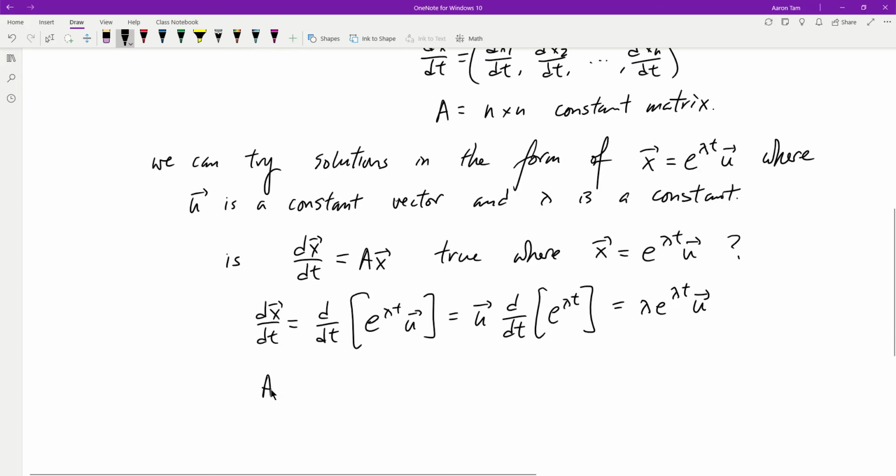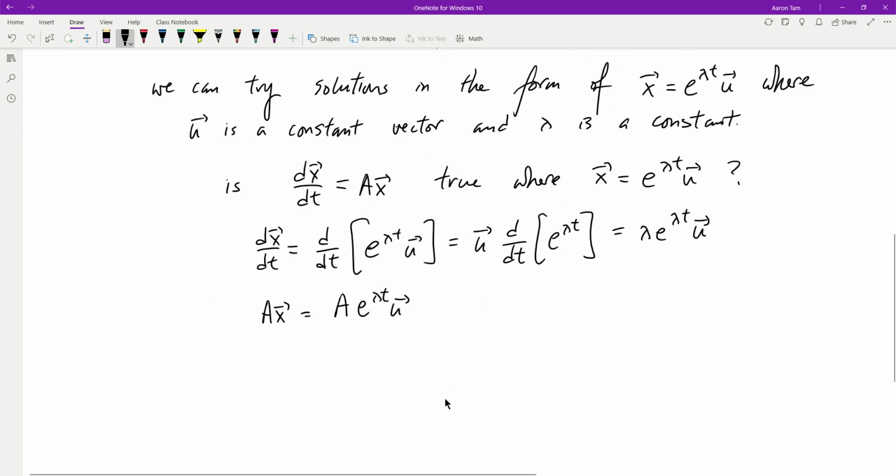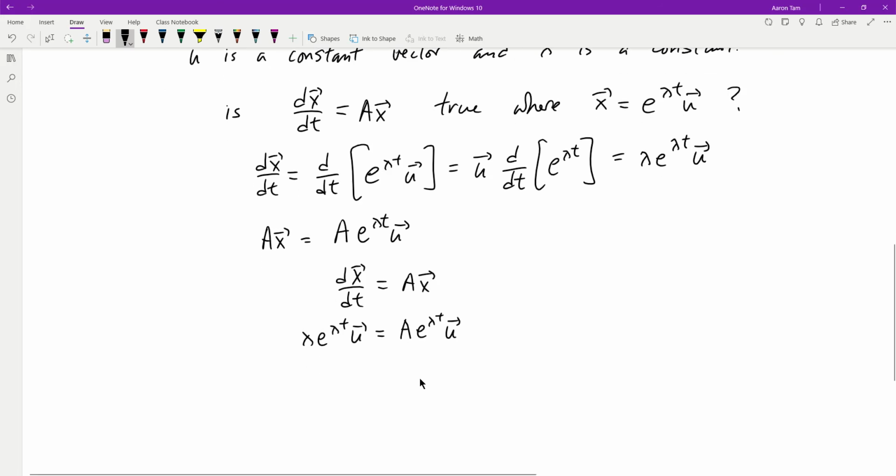And on the other hand, a vector x will simply just be a times e to the lambda t vector u. So if I claim that these two things are the same, then if d vector x over dt equals a vector x, that implies that lambda e to the lambda t vector u must equal a e to the lambda t vector u. And since e to the lambda t has to be a positive constant, I'm going to divide both sides by that. And when I do that, I come up with something extremely interesting.